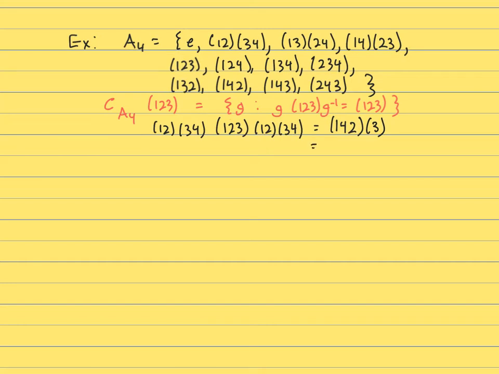So we see our conjugation gave us 1, 4, 2, which was not in the centralizer. So, shoot, that didn't work. So going through and doing all these conjugates to figure out what's in the centralizer would take a lot of work. It'd probably be smarter to figure out what happens when you conjugate. So I conjugated by this permutation, and my 3 cycle stayed a 3 cycle.